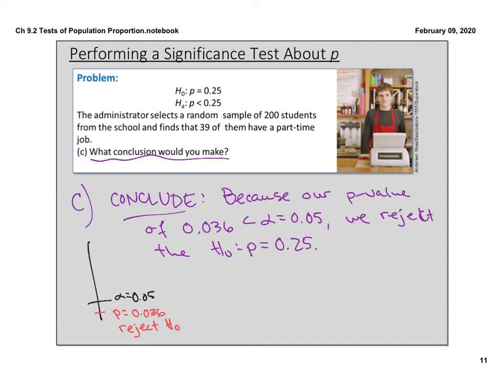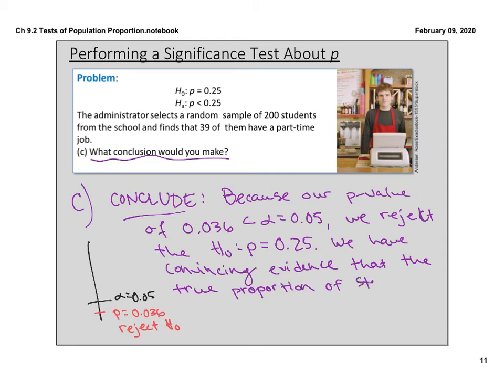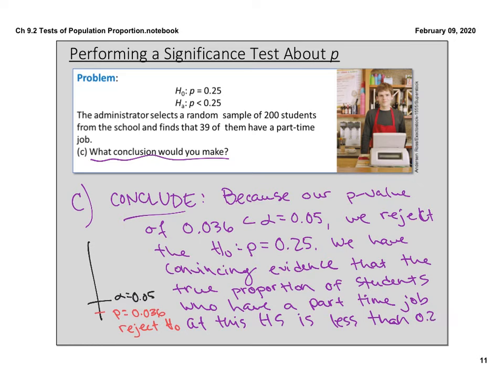Then this is always a 2-sentence conclusion. Sentence number 2 says we have convincing evidence that the true proportion of students, because now we've got to put it in context, so the true proportion of students who have a part-time job at this high school is less than 0.25. So one sentence stating the data, second sentence stating the conclusion.